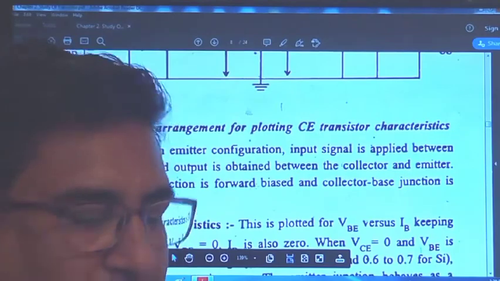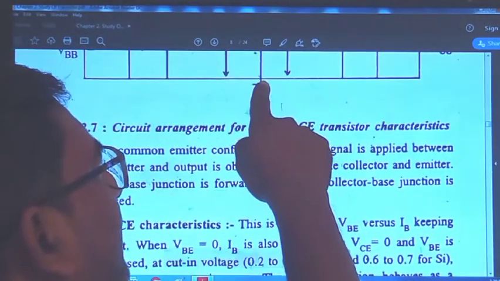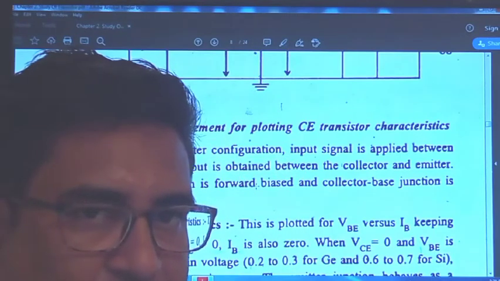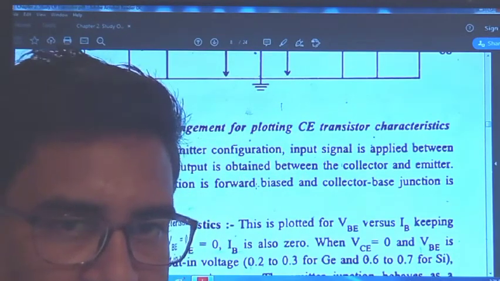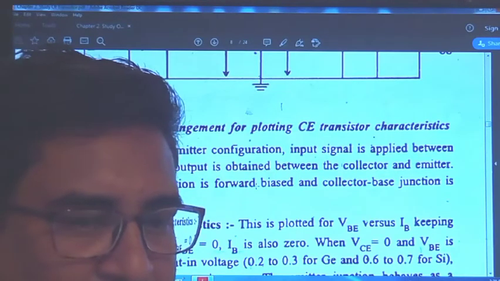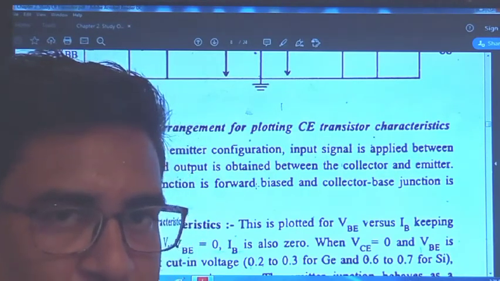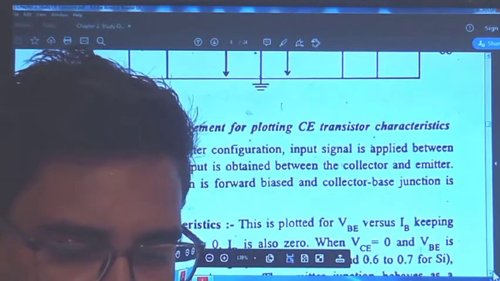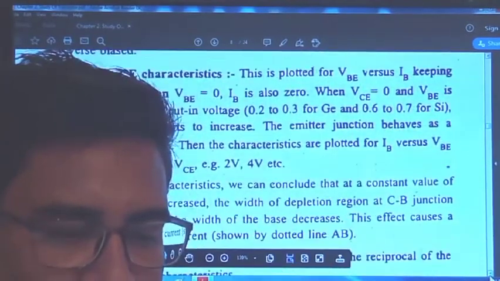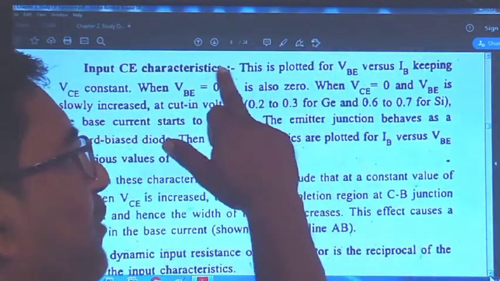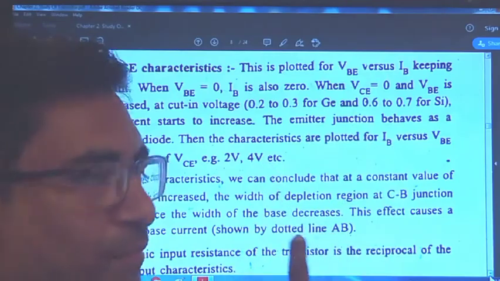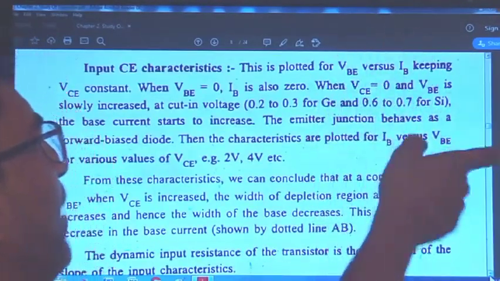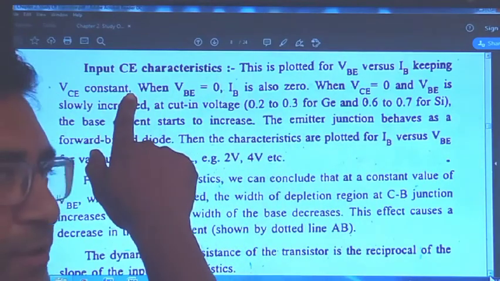The emitter base junction is forward biased, and the collector base junction is reverse biased. This is the most important fact in that circuit diagram. The next part, we are going to consider the input characteristics. The input characteristic is plotted between VBE versus IB, by keeping VCE constant, as I just drew for you.